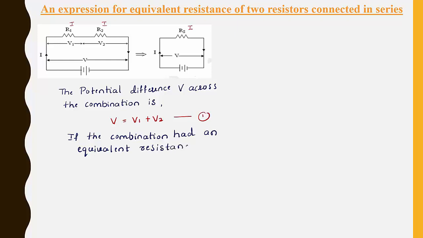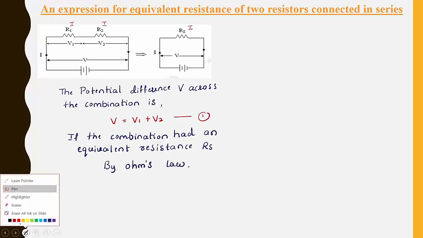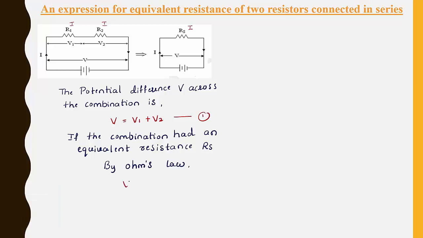Equivalent resistance, I am going to consider Rs. Now we can use Ohm's law. By using Ohm's law, we have the equation V equal to IR. But now I am going to write V equal to I Rs, because we considered equivalent resistance Rs. Let us take it as equation number 2.